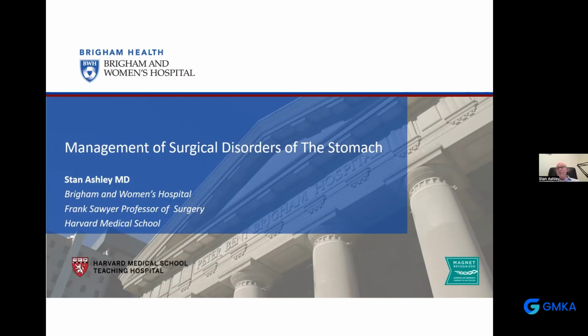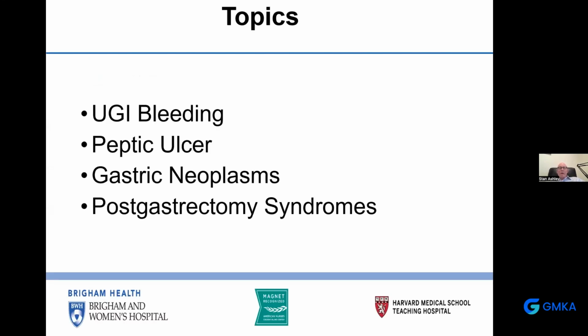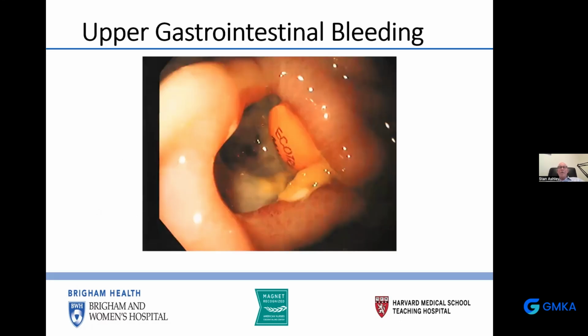This is a relatively broad topic, and I tried to cone it down in a few areas: GI bleeding, peptic ulcer, gastric neoplasms, and then a little bit at the end, if we have time, on post-gastrectomy syndromes. Each of these I could probably talk for more than an hour, but I tried to reduce the verbiage. So first, upper gastrointestinal bleeding.